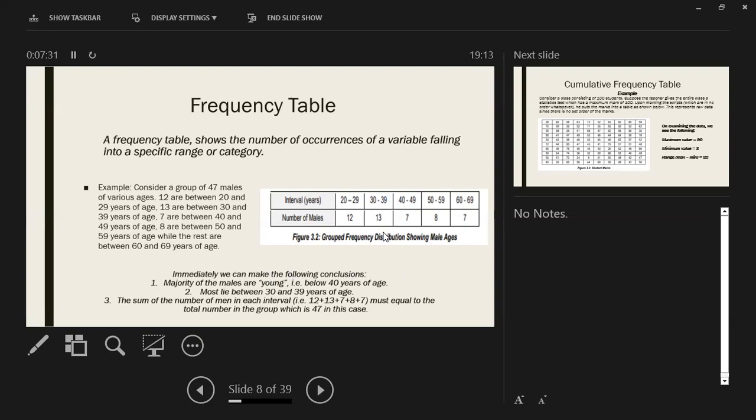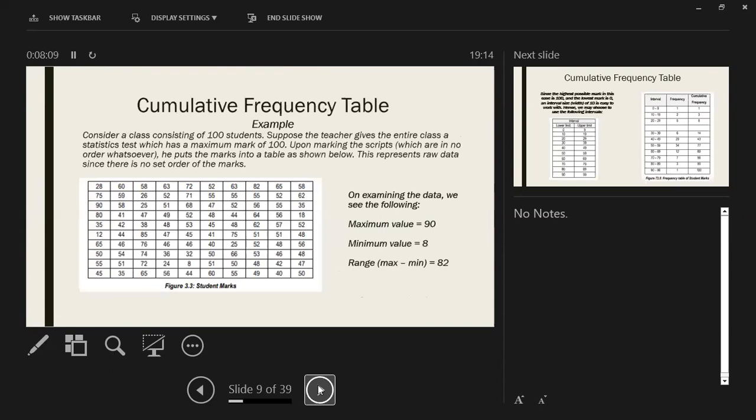So immediately we can make the following conclusions by just looking at that table. One, we can see that the majority of males are young. Why am I saying so? We can see that these 2 classes obviously represent the younger generation because they are less than 40 years. So you can see this is the largest number, which is around 25. So 25 out of 47 are young, right? You can also see that most males have an age that ranges from 30 to 39, because this is the highest frequency, right? And if we add all of these numbers, they have to give you 47, right? So that is a frequency table.